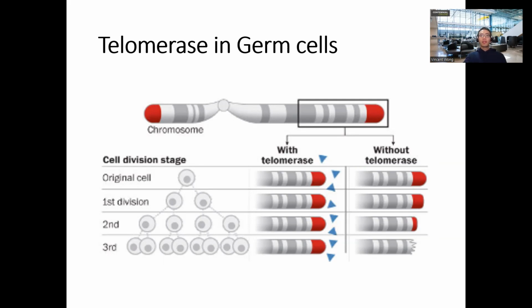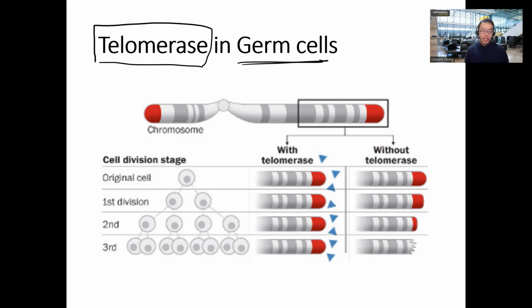Well, it turns out the germ cells are the cells that will become the sperm and the egg, right? It turns out in those cells there is a special enzyme that is called telomerase. And the job of telomerase is actually to reset the telomere's length before chromosomes are copied into the sex cells.